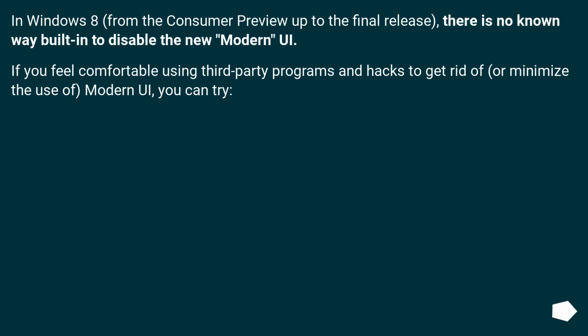In Windows 8, from the Consumer Preview up to the final release, there is no known way built in to disable the new Modern UI. If you feel comfortable using third-party programs and hacks to get rid of, or minimize the use of, Modern UI, you can try.